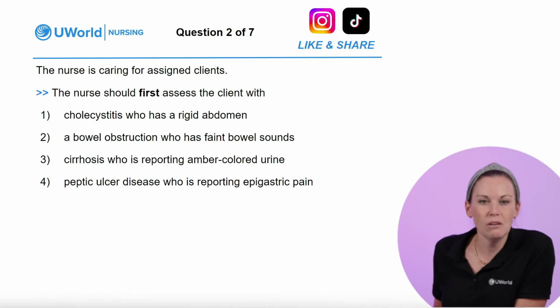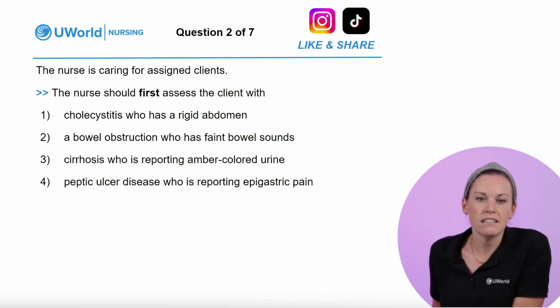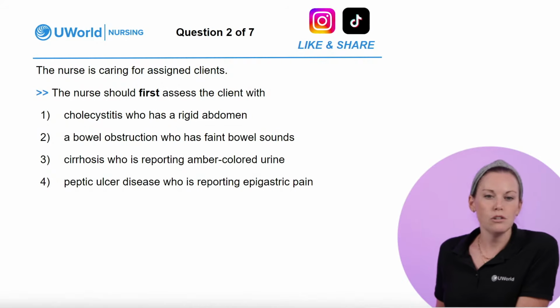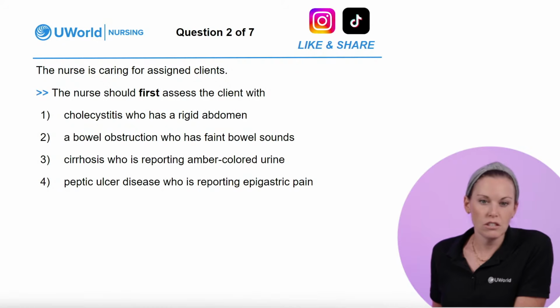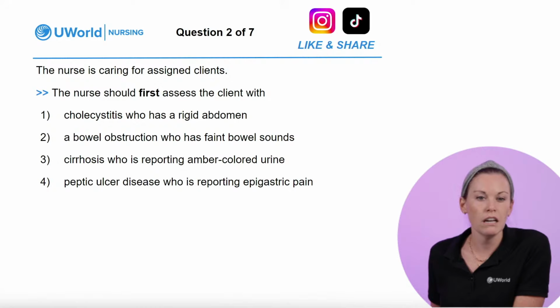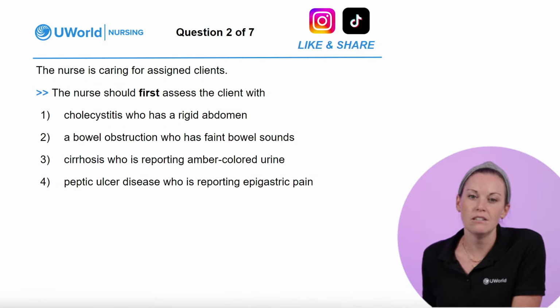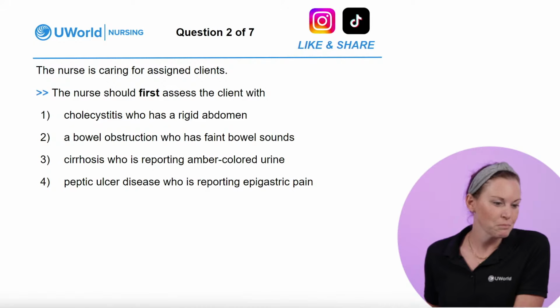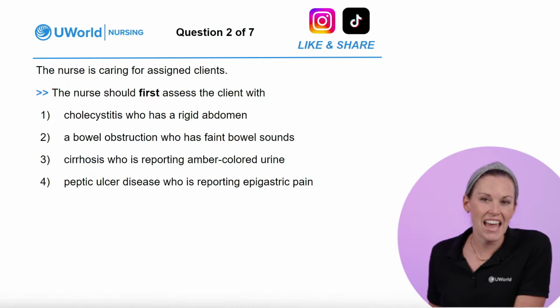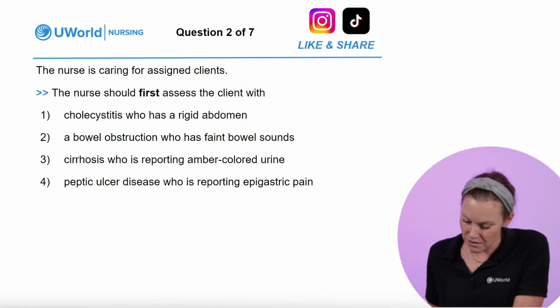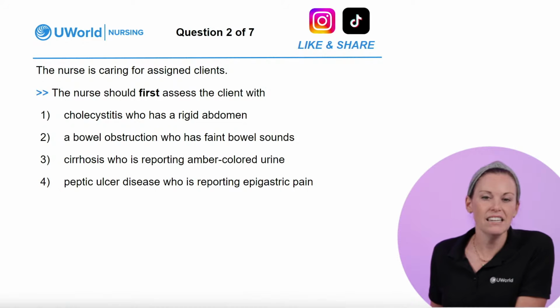All right, question 2. The nurse is caring for assigned clients. The nurse should first assess the client with option 1, cholecystitis, who has a rigid abdomen. Option 2, a bowel obstruction, who has faint bowel sounds. Option 3, cirrhosis, who is reporting amber-colored urine. Option 4, peptic ulcer disease, who is reporting epigastric pain. All right, 30 seconds on the clock. Go ahead and drop those answers in the chat. Let us know what you guys think.